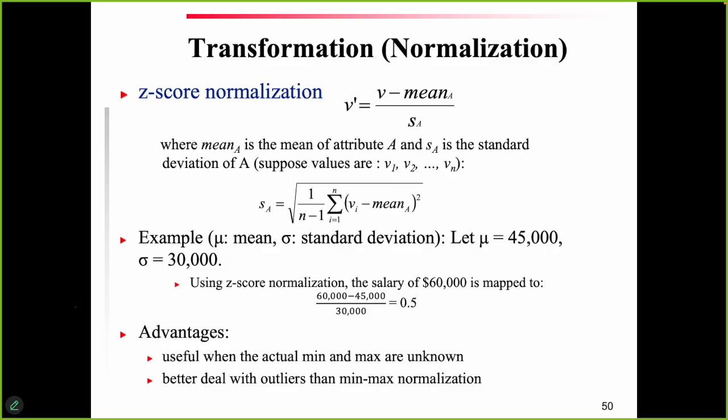So the idea is simple. You just want to ask how far this value is from your average. The main point is that instead of using min-max, you just look at how your data is distributed using mean and standard deviation. So here's the formula. Your V prime, or the new value, is your actual value or your old value minus the mean, divided by the standard deviation.